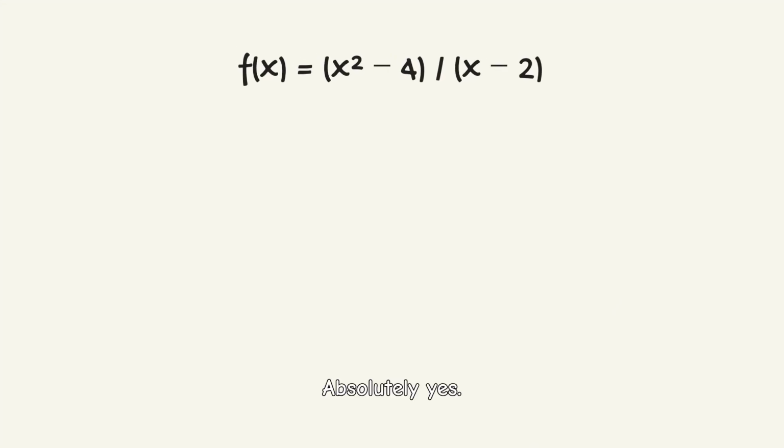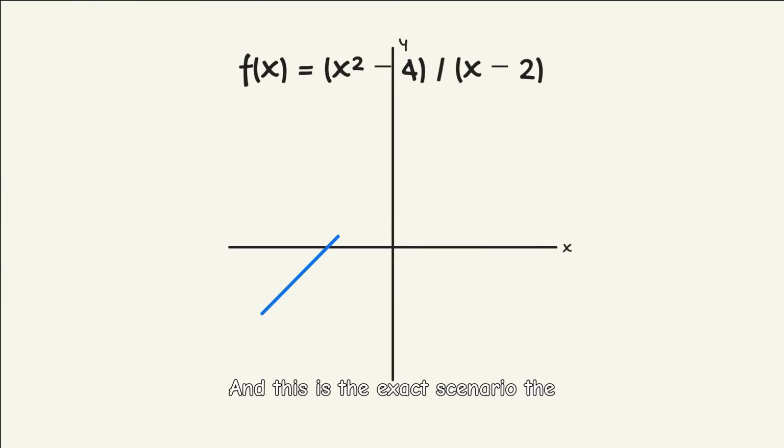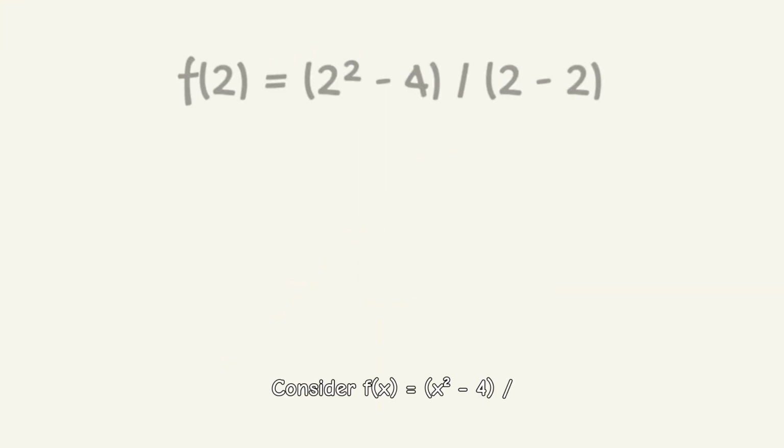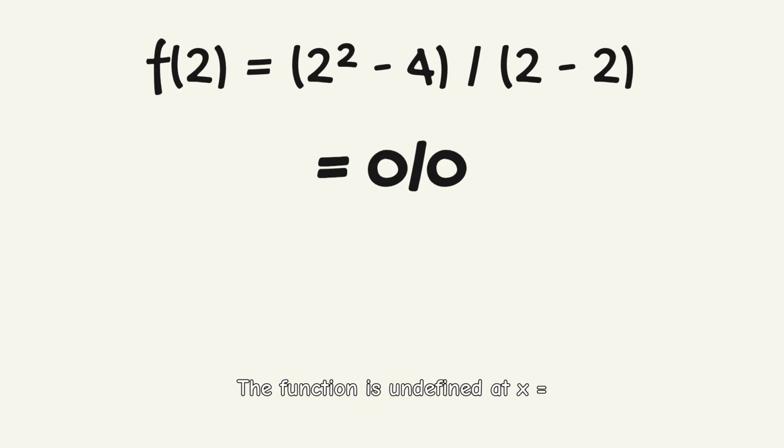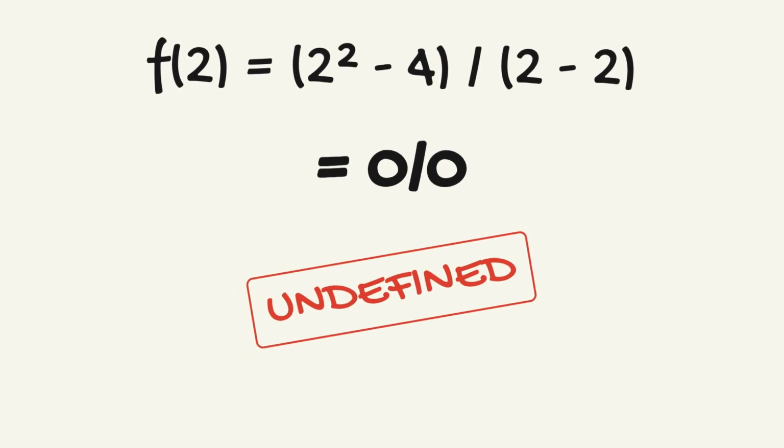Yes, absolutely yes, and this is the exact scenario the AP exam loves to put in front of you. Consider f(x) = (x² − 4)/(x − 2). Plug in x = 2 and you get 0 in the denominator. The function is undefined at x = 2.